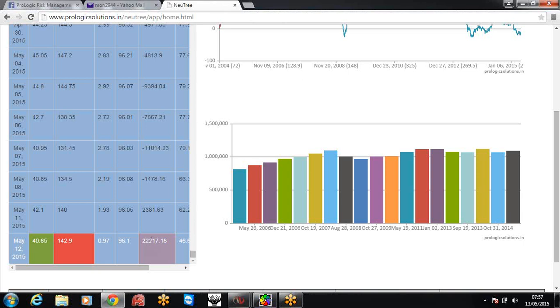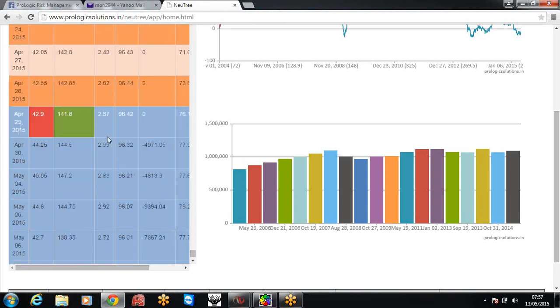So how do you know when you're supposed to exit the trade? You are supposed to exit the trade when your Z score becomes less than 1.